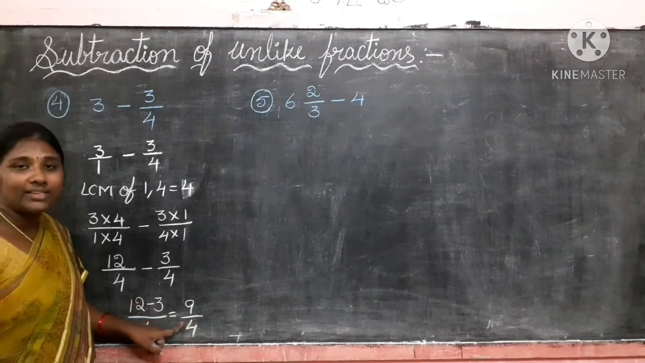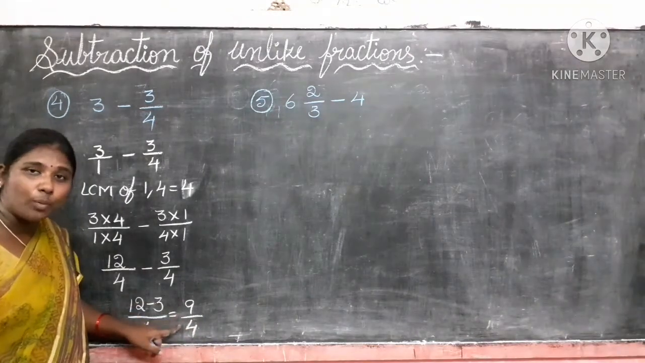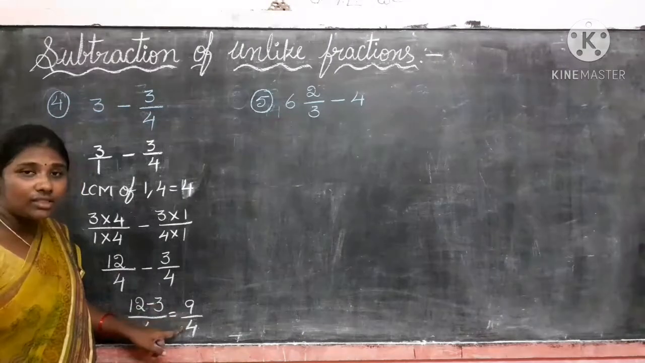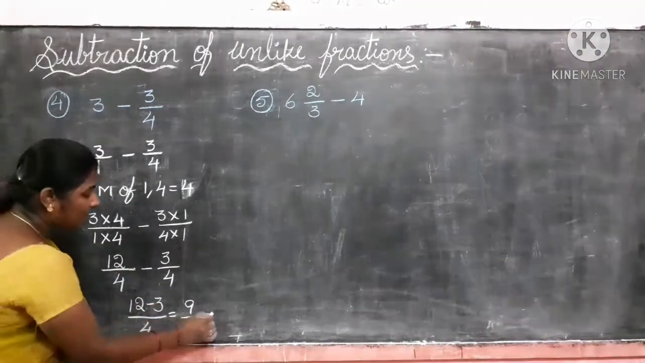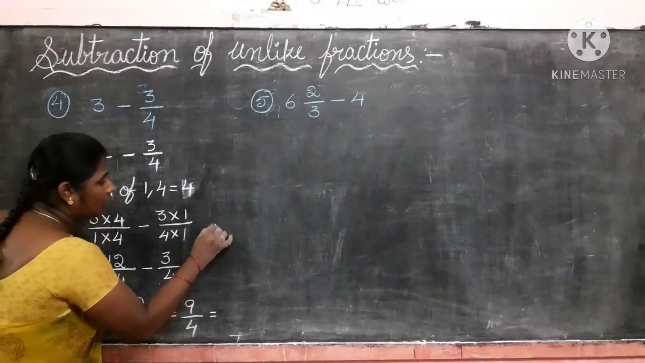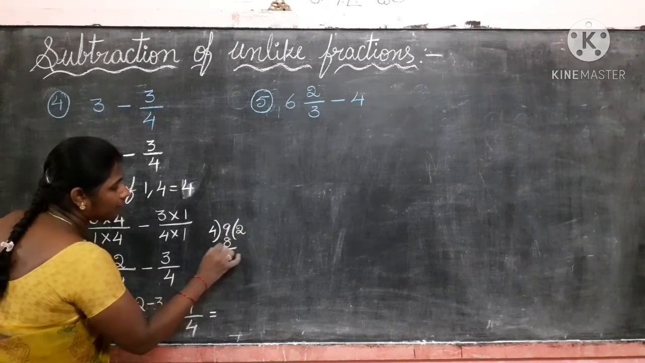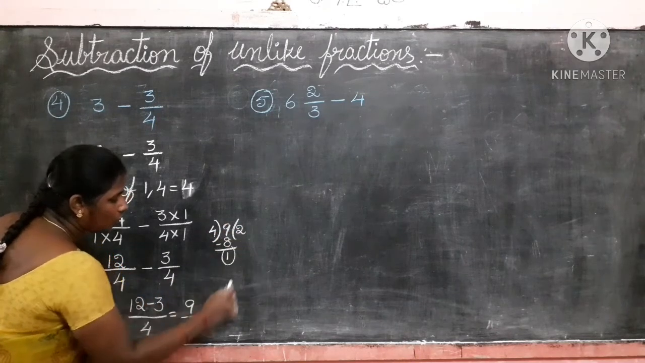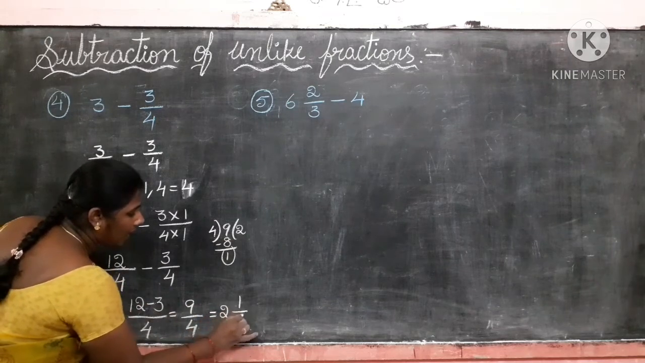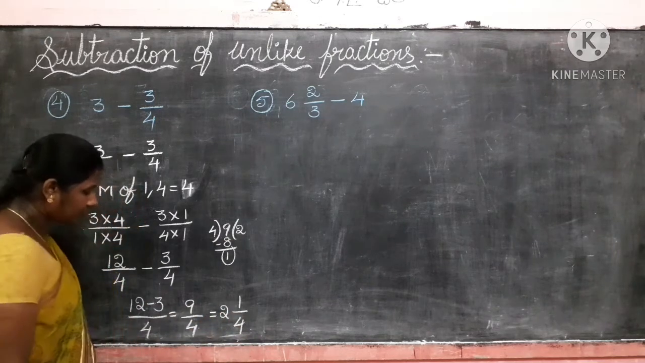9 and 4 will not come in the same table and it is an improper fraction. We have to convert this improper fraction into a mixed fraction. So do division with 4. 4 table, 4 2s are 8. 9 minus 8 is 1. So 2 1 by 4.